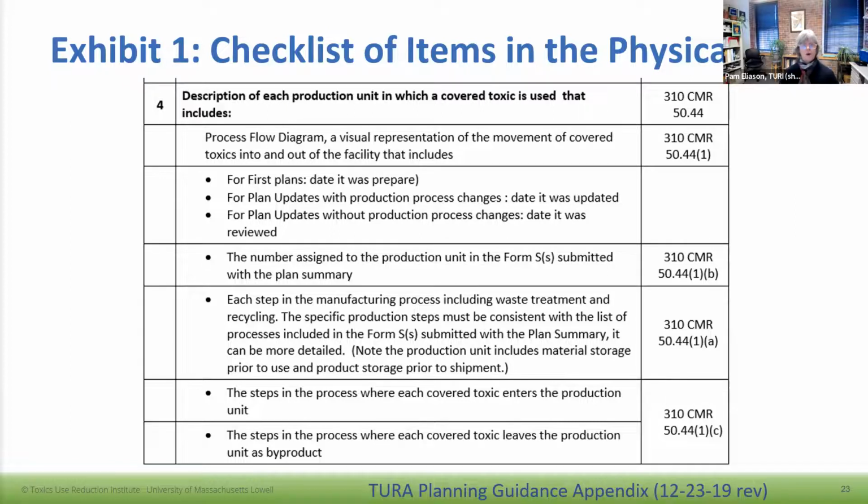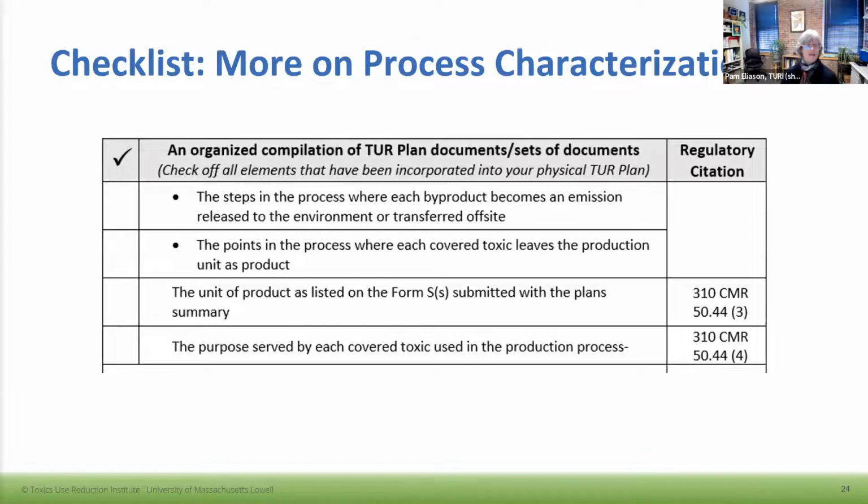You all should know about this, and you should be using this each time you're doing planning. These are the aspects of the process characterization that are called out in this exhibit, in this checklist, with the regulatory citations. So it's everything we've talked about, and then the other things that we haven't talked about, the cost of toxics, etc. So this is in your guidance document itself.